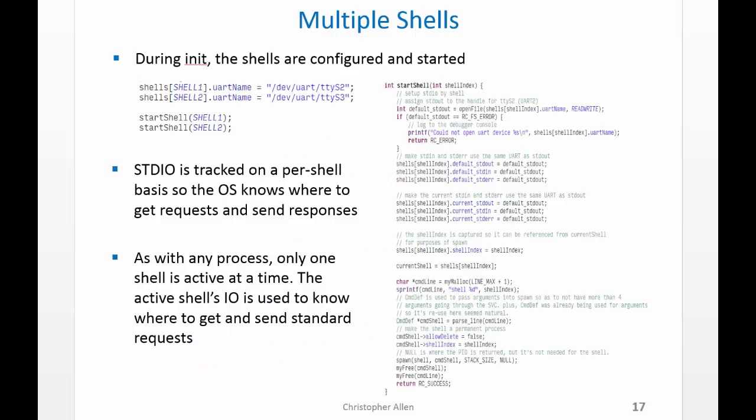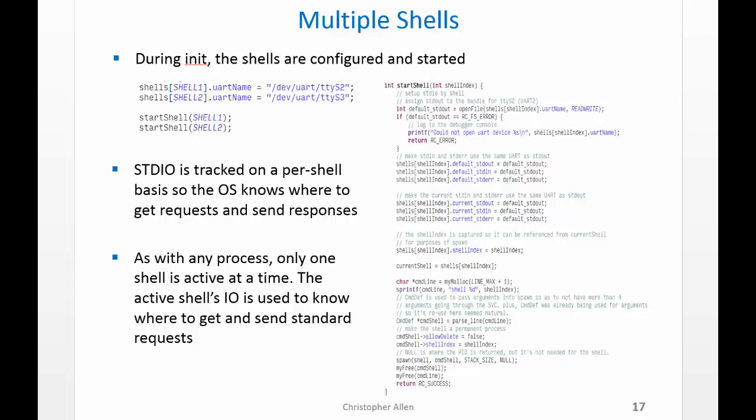The default is used in order to reset the current back to their default settings when needed. During init of the operating system, the two shells are given their UART names and then started. And when the shells are started, the standard I/O is assigned, and then as with any process, only one shell is active at a time. The active shell's I/O is used to know where to get and send the standard request to.